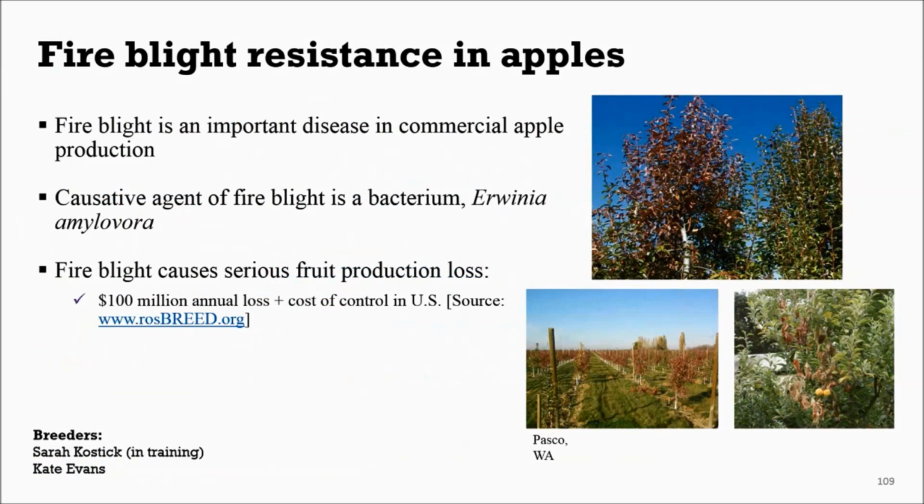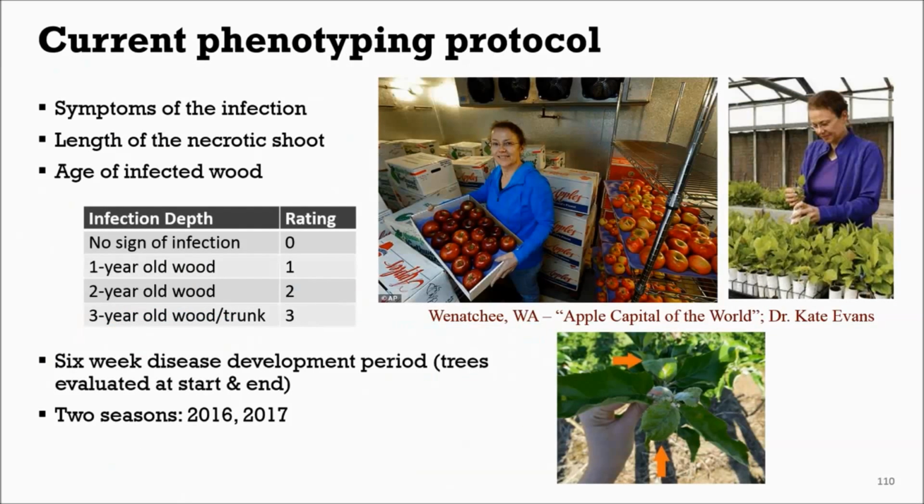And I'm just going to quickly give an example on fire blight resistance in apples. This is an important disease and can result in a significant loss. It's 100 million for maintenance, for avoidance as well. Wenatchee, Washington is called the apple capital of the world. So we have our apple breeder, Dr. Kate Evans. They are doing phenotyping and they have already done 2 seasons. They are not going to go for a 3rd season because it's pretty labor intensive and expensive as well.